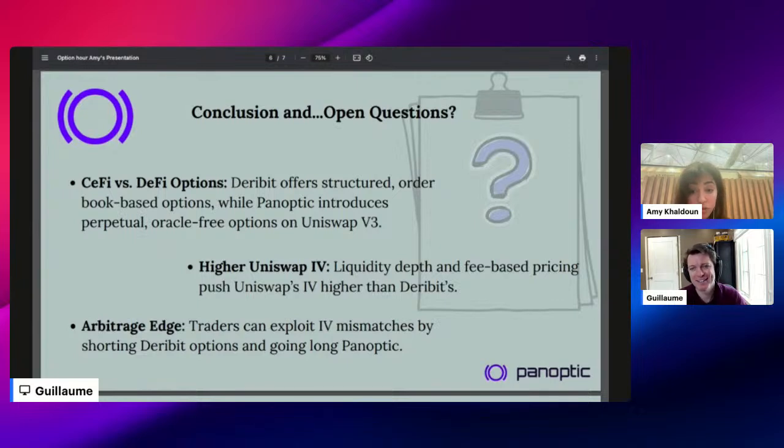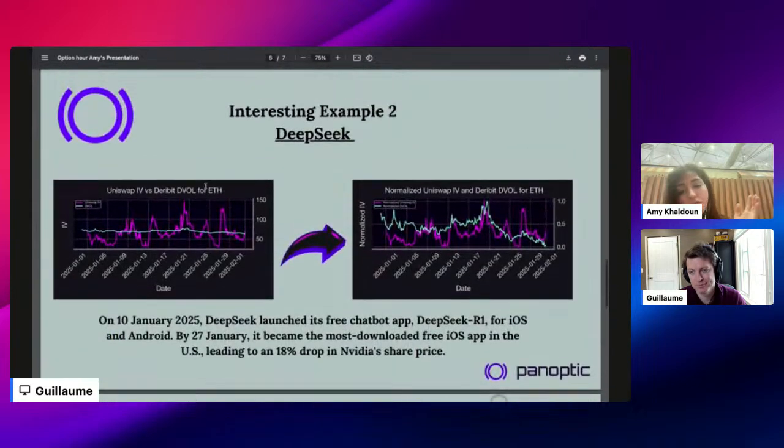Finally, we've also observed an empirical correlation. According to the graphs, every time the derivative IV changes, the Uniswap IV either follows or we have an almost instantaneous change between both. We have also seen a higher Uniswap IV during spikes, primarily driven by liquidity depth and the fee-based pricing mechanism that we've seen in the formula. So these differences obviously create interesting opportunities in the market.